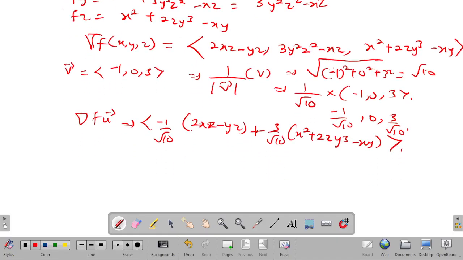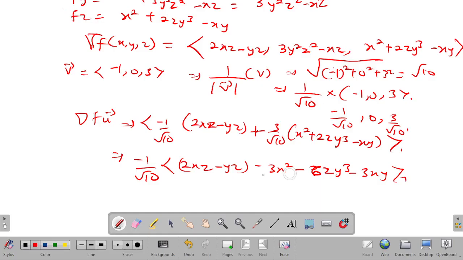So the expression here can further be simplified as negative 1 over root 10, or sorry, you can make it 1 over root 10. Then you simply have your negative 2xz plus yz plus 3x squared plus 6zy cubed minus 3xy. So you can just manipulate it, and that is how we find directional derivatives.